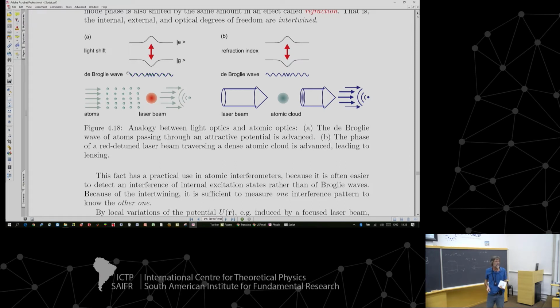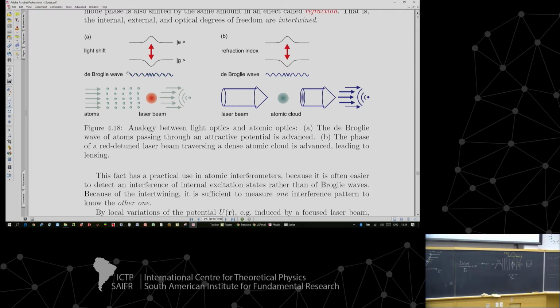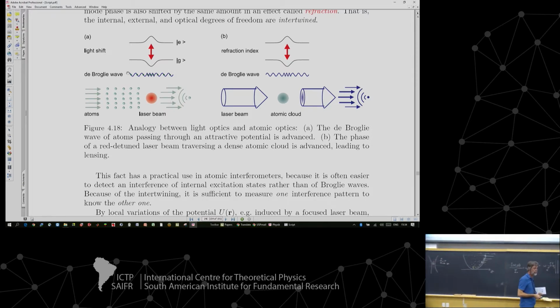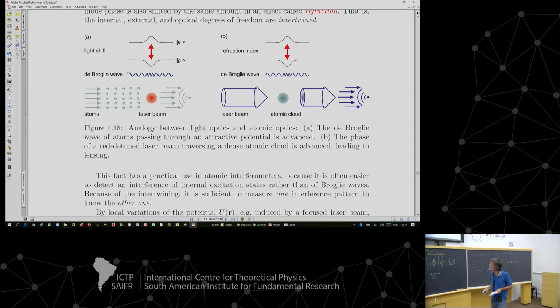And all these phase shifts are the same. They are not entangled, they are intricately coupled. If you calculate the phase shift of your Bloch vector for the internal state, you calculate the phase shift of your light beam entering through the atomic cloud, and you calculate the phase shift of the de Broglie wavelengths, they are all calculated in the same manner. Yeah. So all the degrees of freedom suffer this phase shift in the same way.